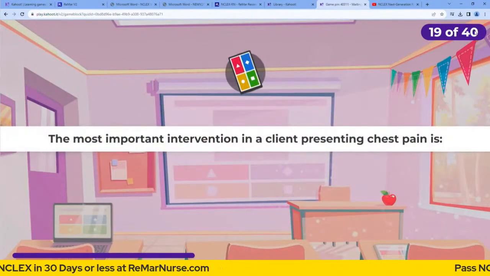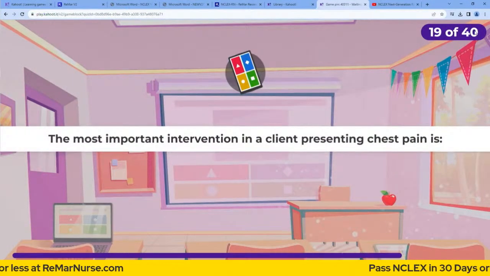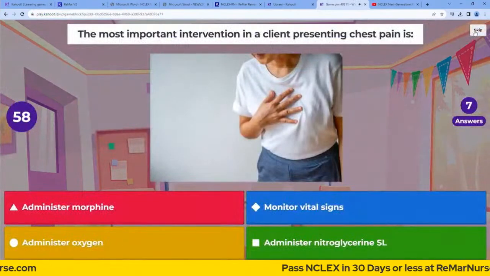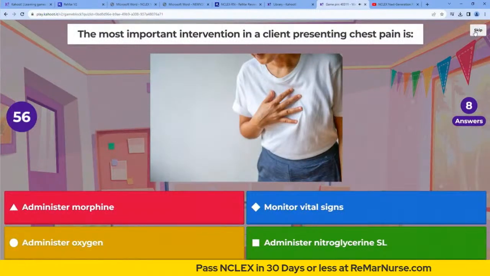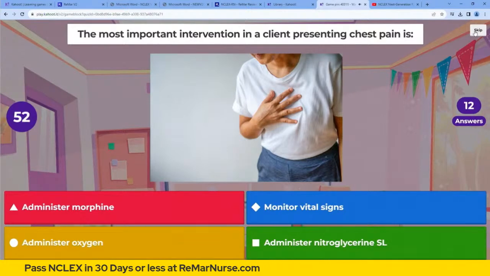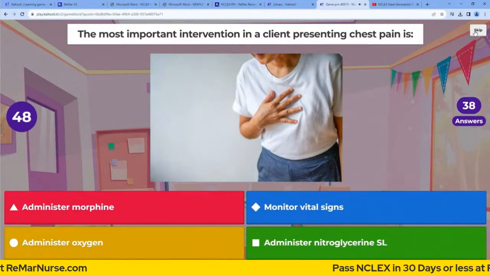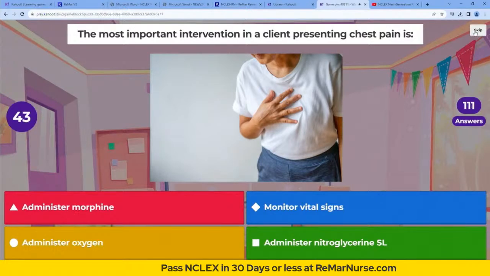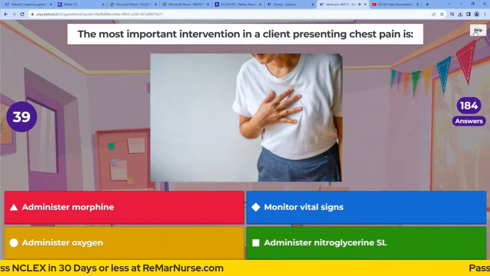Moving on, the most important intervention in a client presenting with chest pain is: red, administer morphine; yellow, administer oxygen; blue, monitor vital signs; green, administer nitroglycerin sublingual.